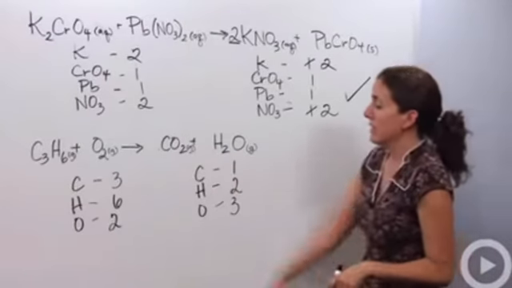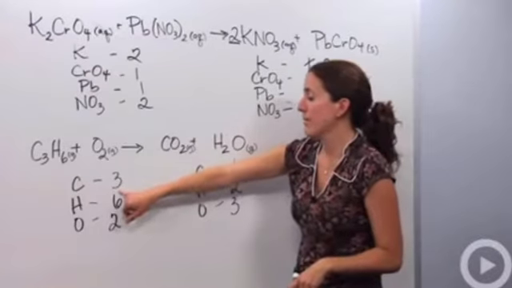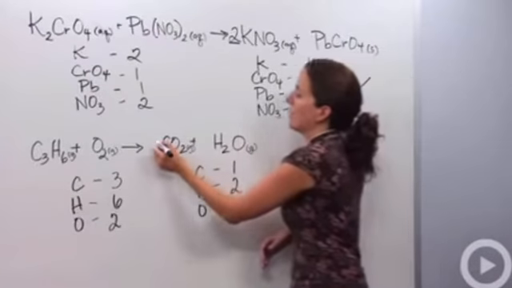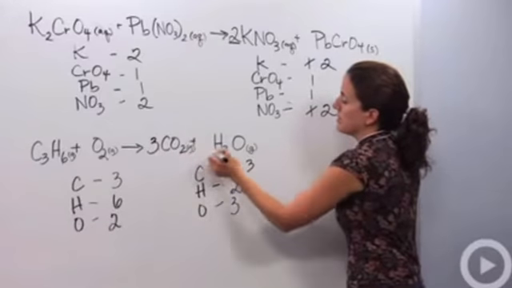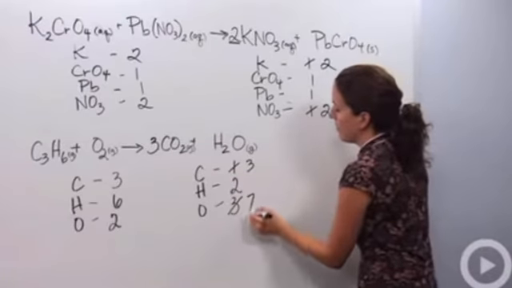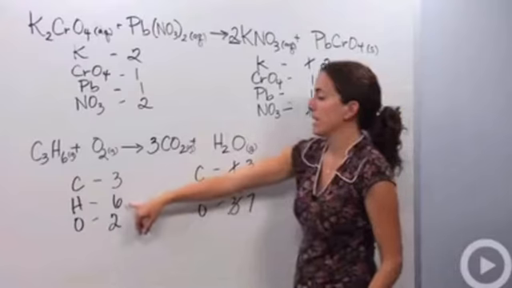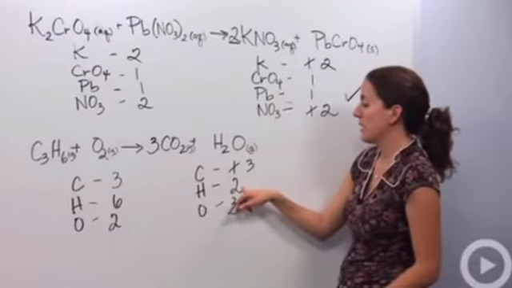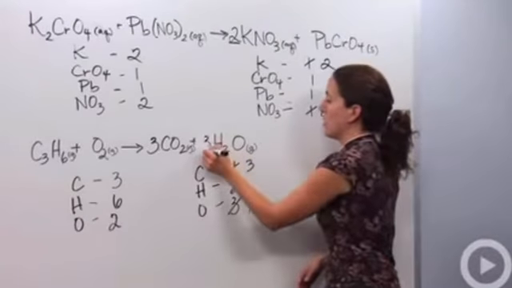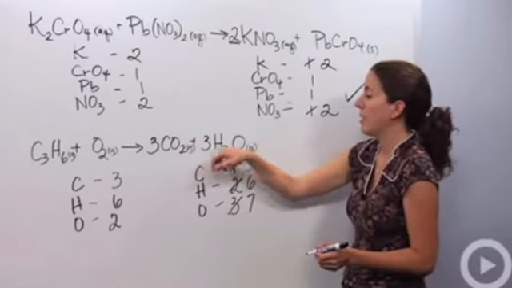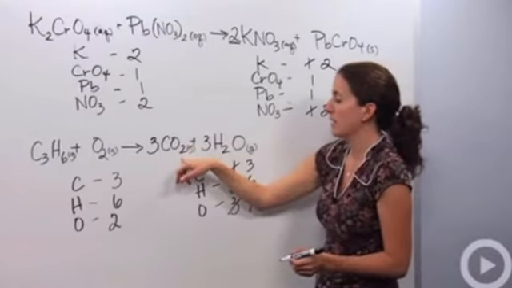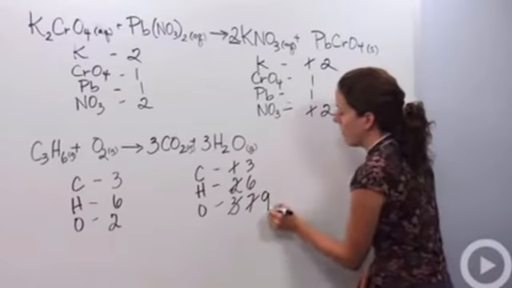Okay, so first things first, we want to balance our carbons. So you have 3 on the reactant side, 1 on the product side. I want to put a 3 in front. So that changes this to 3. That changes this to 6 plus 1 is 7. Okay, hydrogens, I have 6 on the reactant side, 2 on the product side. So I want to put a 3 here, making this 6, but it also changes our oxygen. So we now have 3 plus 6, which is 9.